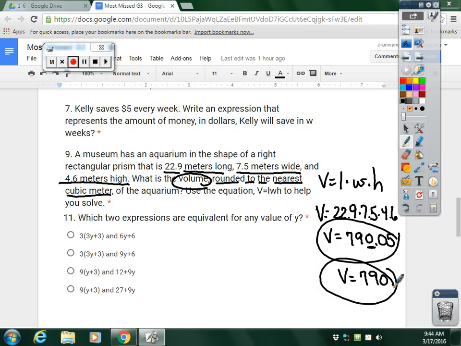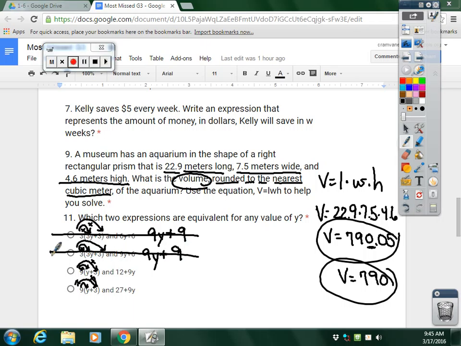Okay, last two. Which expressions are equivalent? You must use the distributive property here for every single one, and you have to see which two are equal. You are distributing multiplication. Okay, so let's talk. 3 times 3y is 9y plus 9. This one's not it. Eliminate your possibilities. 3 times 3y is 9y. 3 times 3 is 9. Not it. 9 times y is 9y. 9 times 3 is 27. Not it. It's got to be this one.